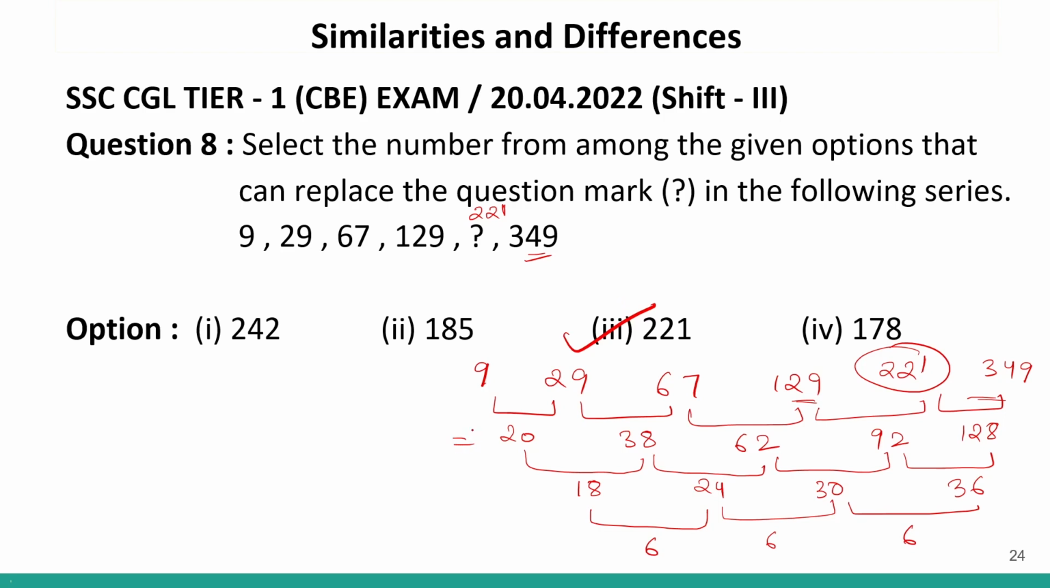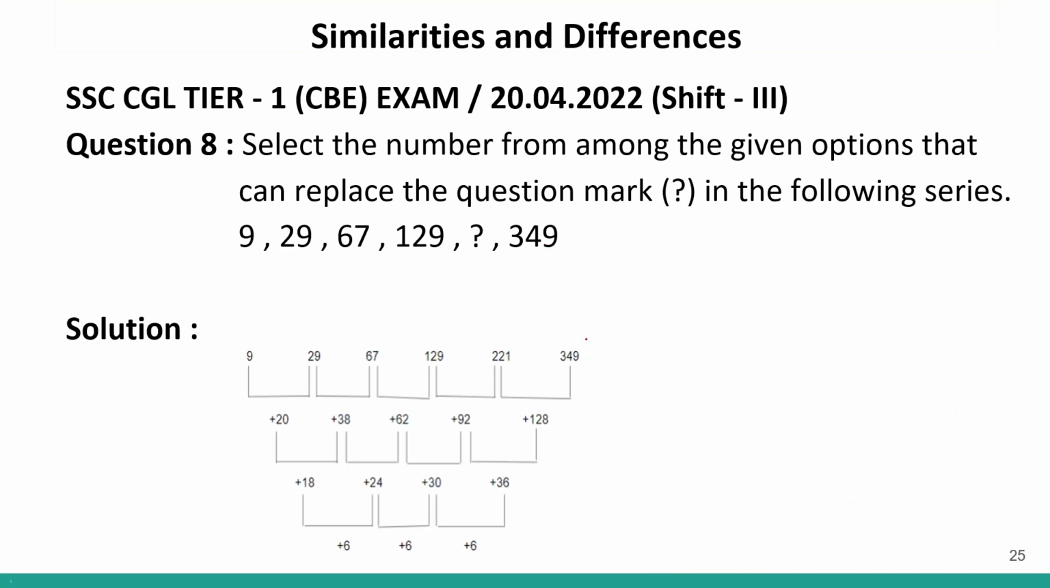So what we did again, we broke it down to the simplest form. And when we broke it down to the simplest form, I could see there was a repetition of 6. And based on that, we found the answer to this question. Okay? Now, here you can see the solution. Breaking it down to the simplest form. Okay?